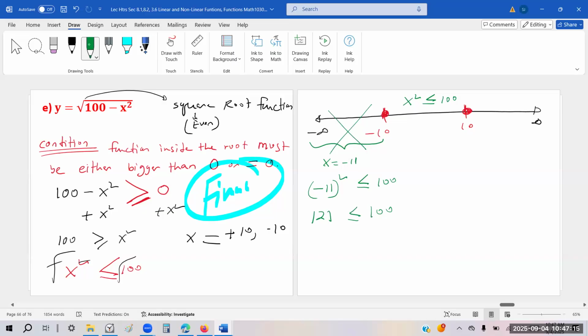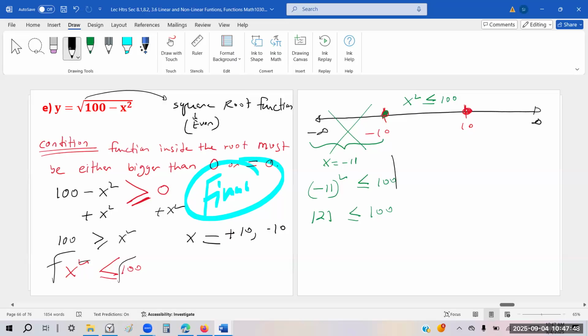So we cannot take any number smaller than negative 10. That doesn't satisfy our condition. Our condition says the square has to be smaller than or equal to 100. We know negative 10 makes 100, so we're going to take negative 10, definitely. Right. And now let's pick something between negative and positive 10. What number do you think is the best? 0. You can take anything, but I love 0.